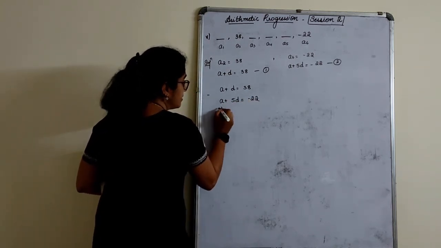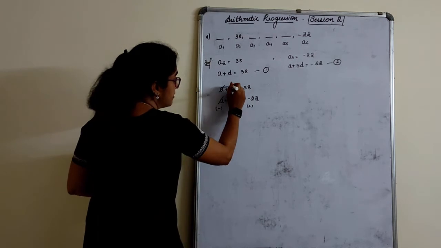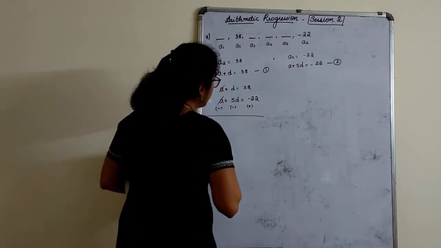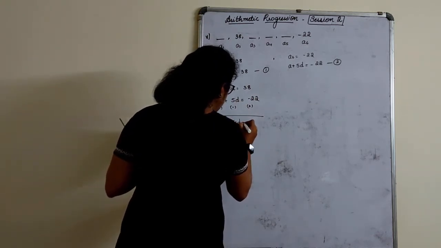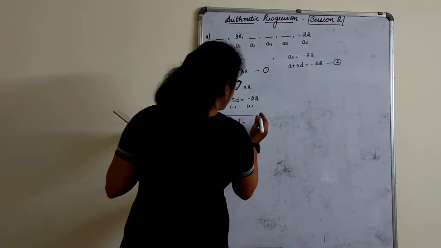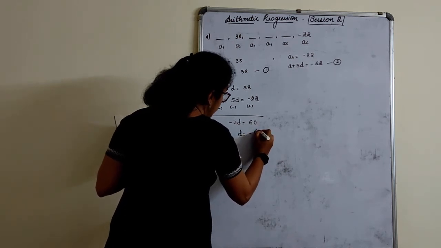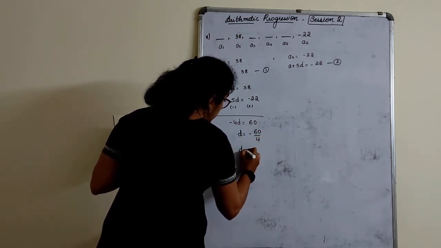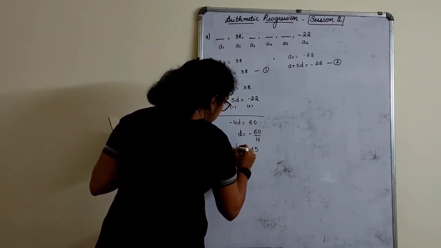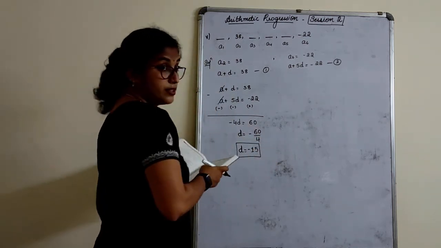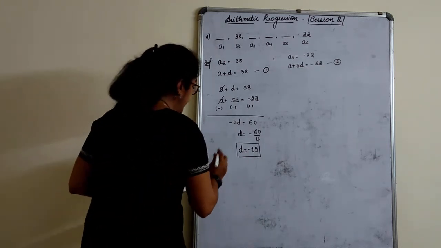We need to subtract it, minus, minus and plus. A and A will get cancelled. So D minus 5D will give me actually minus 4D is equal to 38 and 22 will give me 60. So D is equal to minus 60 by 4. So D is equal to, 4 ones are 4, 2 remainder, 4 fives are 20, minus 15. Now I know D value. Using D value, can I find A value? Yes, we can find A.